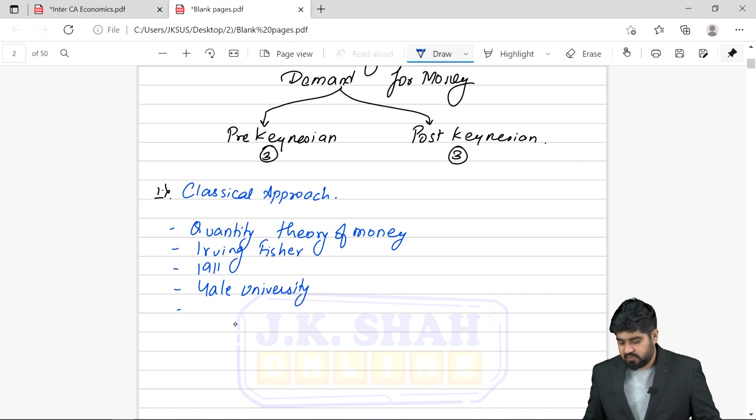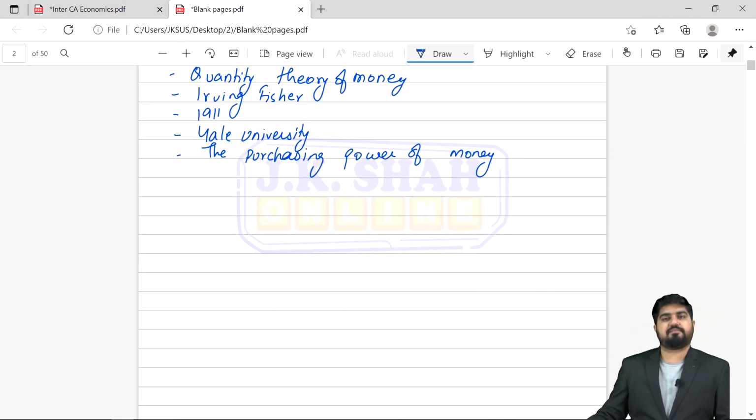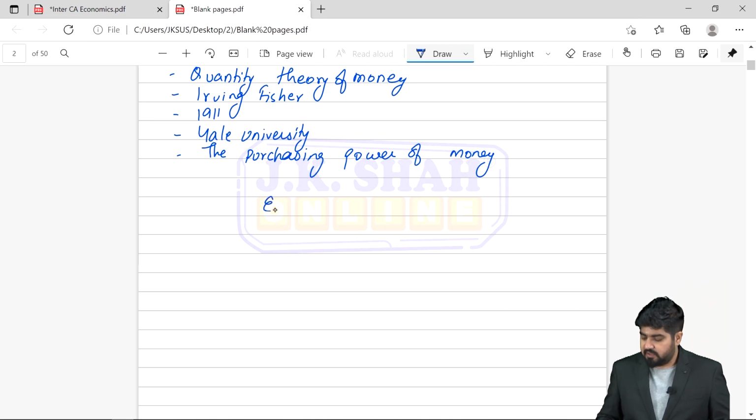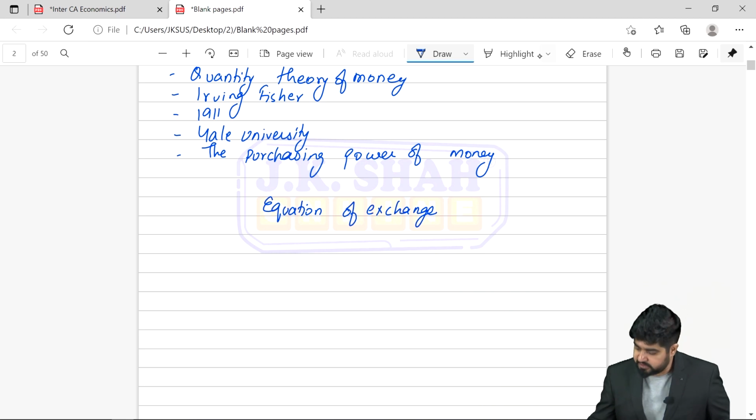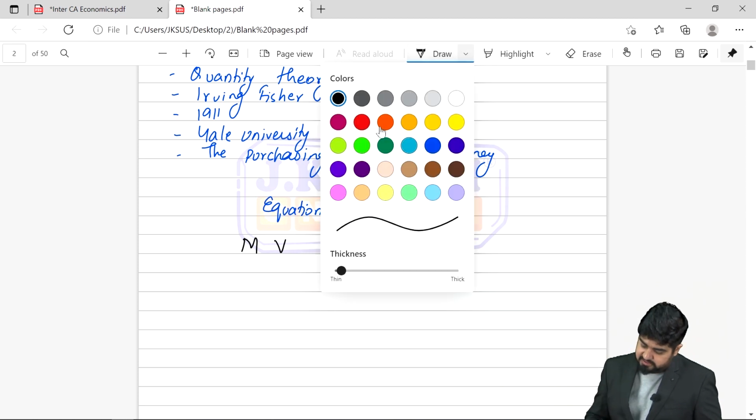And lastly, he wrote this theory in his book, which is called The Purchasing Power of Money. Now, according to Mr. Fisher, demand for money can be expressed with the help of the equation of exchange. What is the equation of exchange? According to Irving Fisher, MV, that is money velocity, will be equal to PT, that is price transaction.